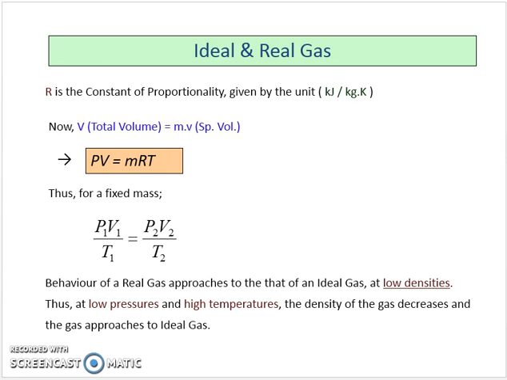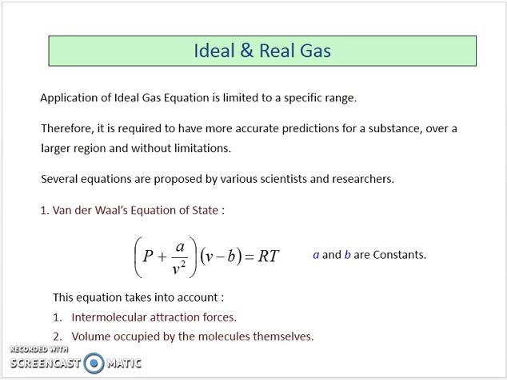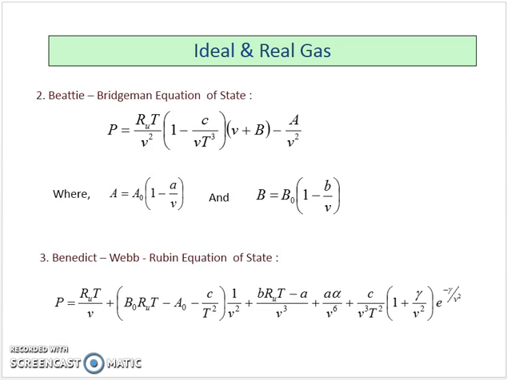R is the constant of proportionality given by the unit. PV is equal to mRT. Thus, for a fixed mass, P1 V1 by T1 is equal to P2 V2 by T2, because PV by T is equal to constant. The constant is known as mR. The behavior of a real gas approaches that of an ideal gas at low densities, thus at low pressures and high temperatures. The density of the gas decreases and the gas approaches an ideal gas. That is the van der Waals equation.